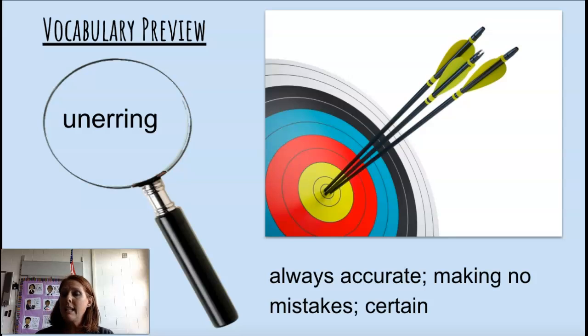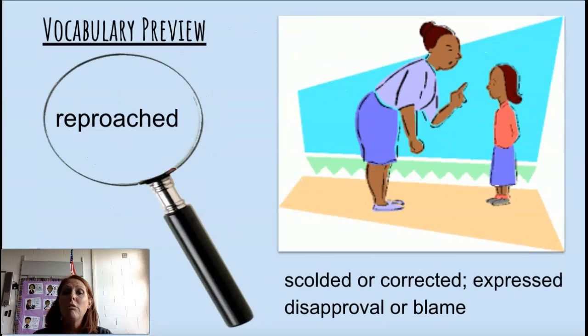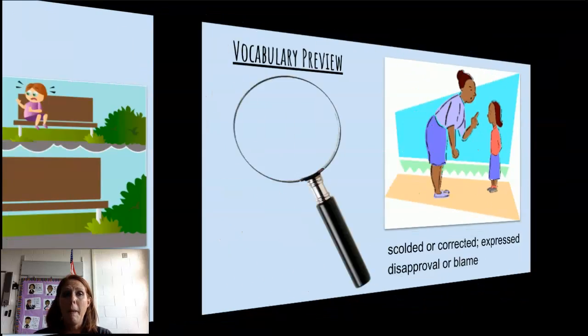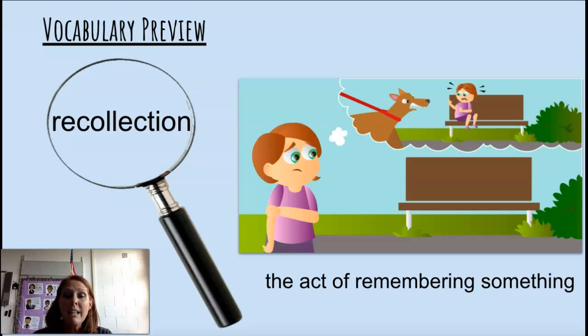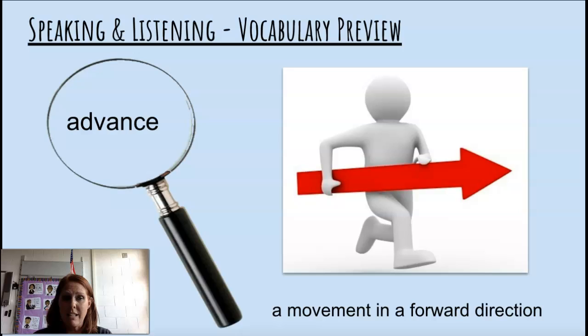So let's look at these again, boys and girls. We have unerring, subtle, reproached, recollection, and advance. Those are your vocabulary words that you're going to see in this next story, boys and girls.